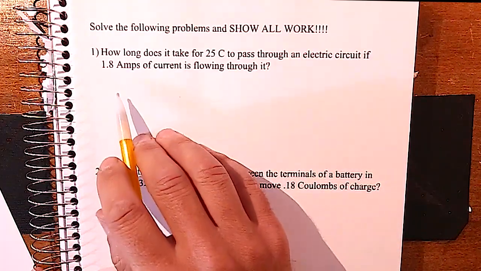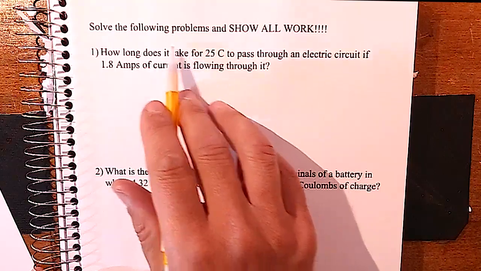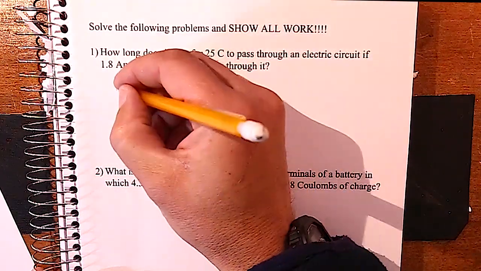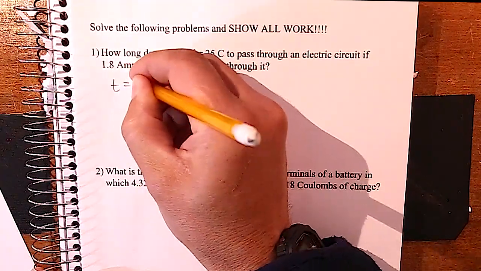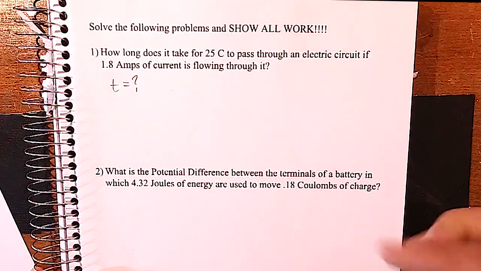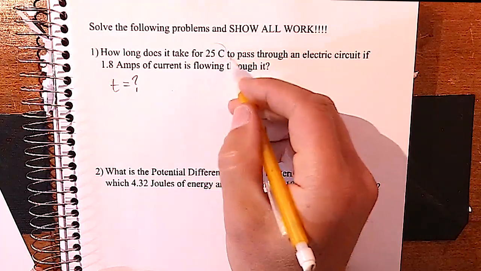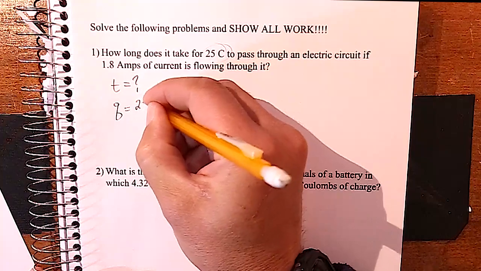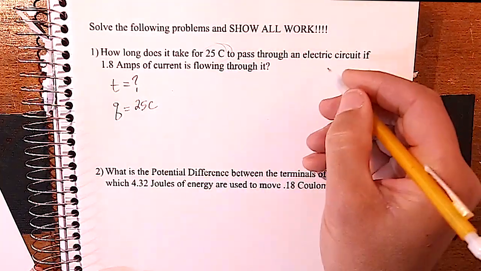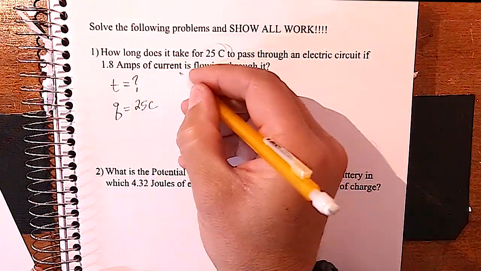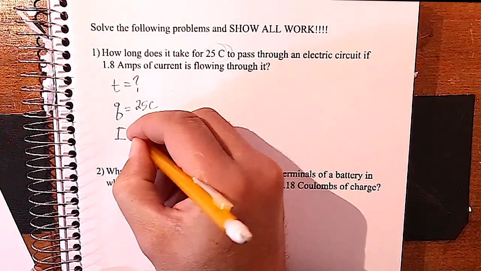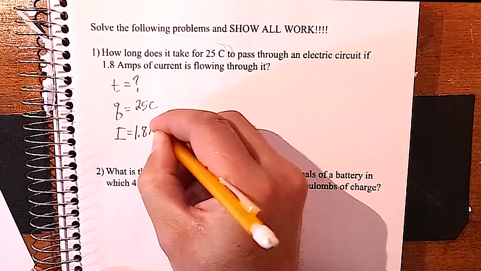So let's read the question. How long does it take? What does that tell us? How long does it take? That's time. So we're looking for time. And it says for 25 coulombs. What does that tell us? Well, that's our Q. Q is 25 coulombs. And for an electric circuit, if 1.8 amps of current flows, so that's our value for I, 1.8.